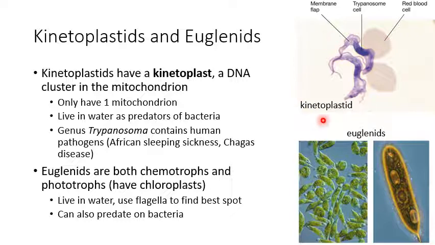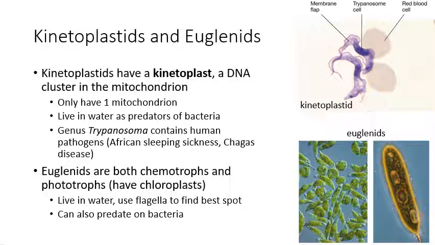And you can see that in this image here of Kinetoplastids. Right here actually is the kinetoplast in both of these cells, and this would be the nucleus, and then the DNA in the mitochondrion is the kinetoplast. Most kinetoplastids live in the water and are predators that eat different types of bacteria, but there are some exceptions.